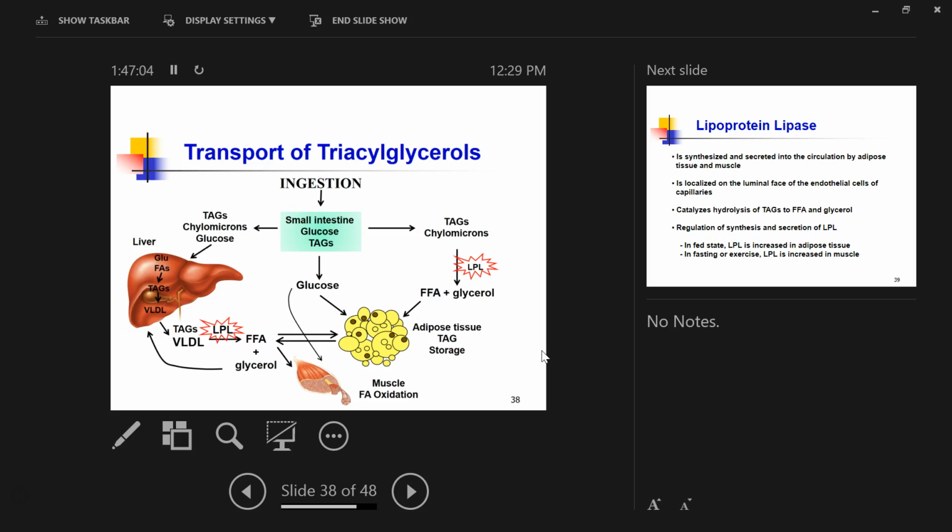Is it clear? Any questions? Okay, I think maybe we'll just stop here, and next time we're going to talk about lipoprotein lipase and how it functions.